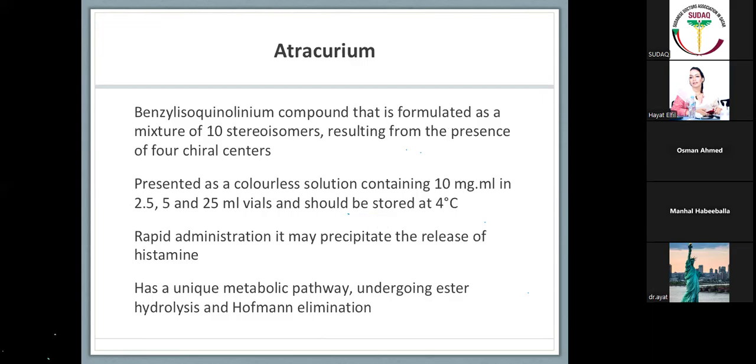Atracurium was one of the famous muscle relaxants. It is a benzylisoquinolinium compound formulated as a mixture of 10 stereoisomers, resulting from the presence of 4 chiral centers. So it contains lots of isomers. We will see cisatracurium is one of those isomers of atracurium. It is presented as a colorless solution containing 10 mg per ml in 2.5, 5, and 25 ml vials, and should be stored at 4 degrees. So it needs a fridge as well.